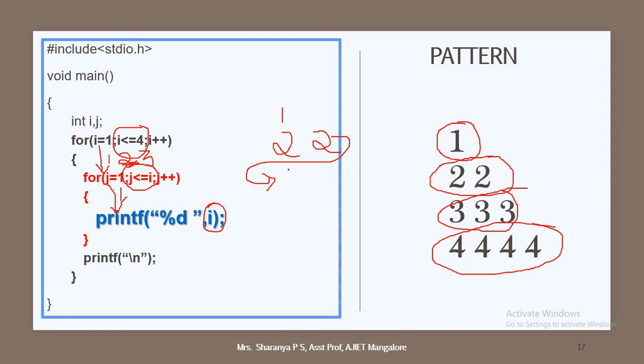Next, with the value 3, how many times will this inner loop execute? It will run 3 times. So it is going to print 3 onto the output screen 3 times. This is how, by printing the value of I, we will end up with this pattern. First time it will print 1, second time 2, then 3 and 4, depending on the running of the I loop.